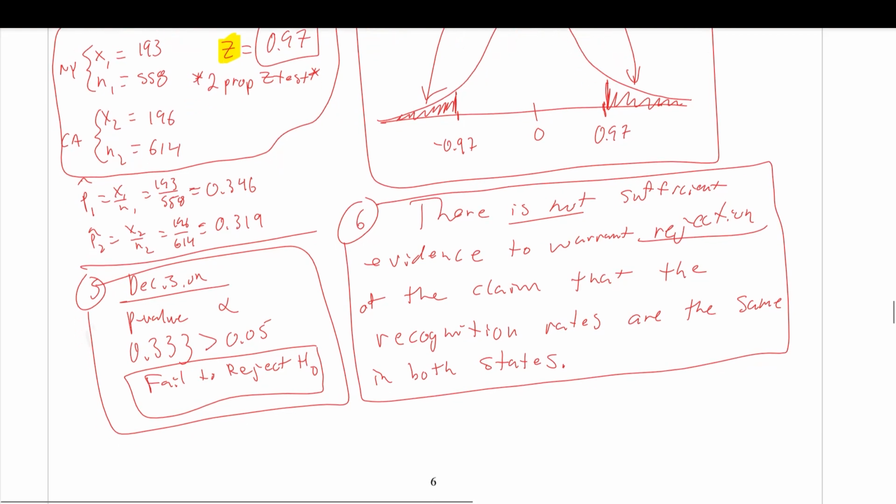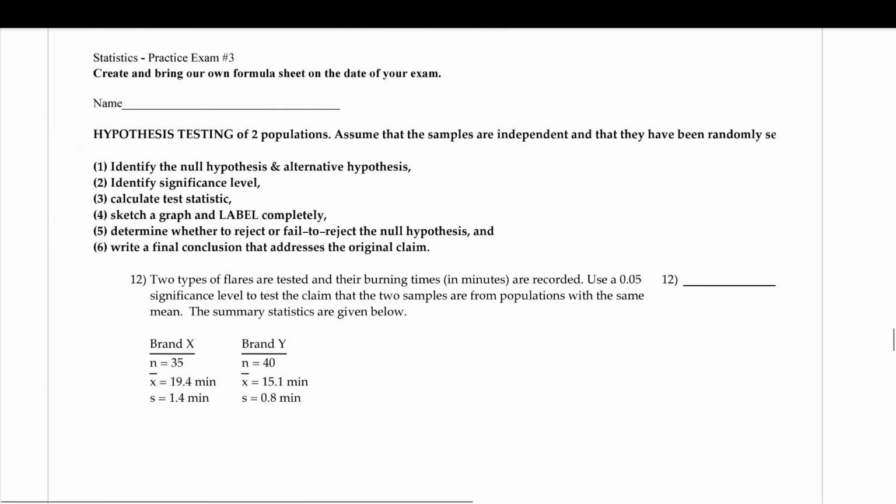Let's go to the next question. Here's another hypothesis test on 2 populations. Again, there are keywords in the problem that will indicate whether we're dealing with a claim on a mean, proportion, a standard deviation, or matched pairs. 2 types of flares are tested, and their burning times in minutes are recorded. Use a 5% significance level to test the claim that the 2 samples are from populations with the same mean.